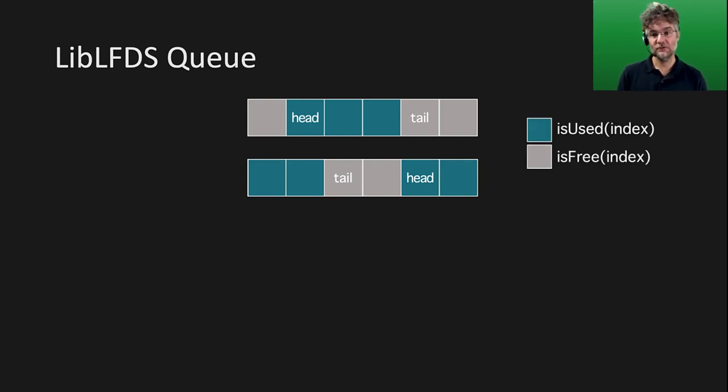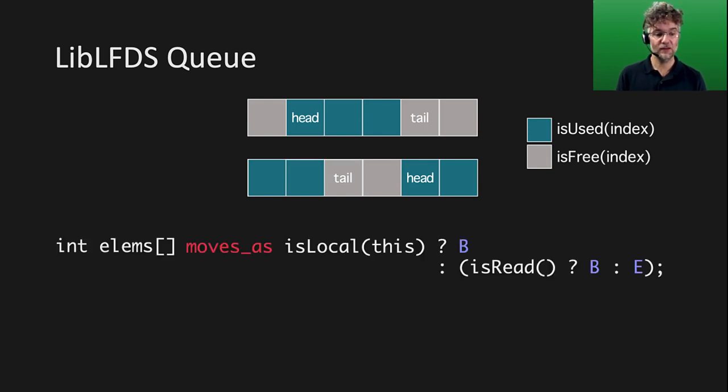Is used is true for any index in that array currently holding a value stored in the queue. That is, it captures the blue boxes here. Is free are those indices that are not currently used to hold a value, the gray boxes. With those definitions, let me explore a couple of the movers specifications for our queue class, and I'll begin with the elems array itself.